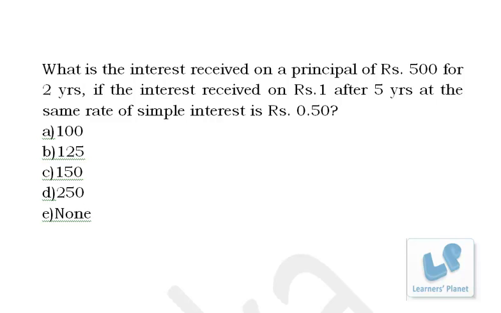Okay, that's pretty simple. So 10% per annum, and we are asked about the interest on rupees 500 for 2 years. So 10% for first year, 10% for second year, total 20%. So 20% of 500, that is rupees 100, will be the interest amount received on this principal. Okay, so that's pretty simple.